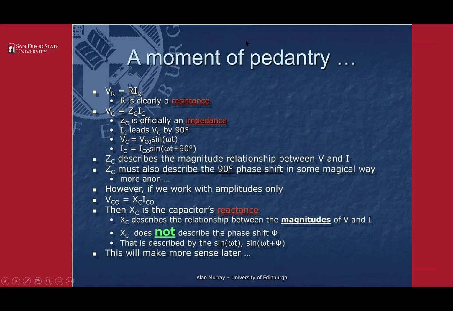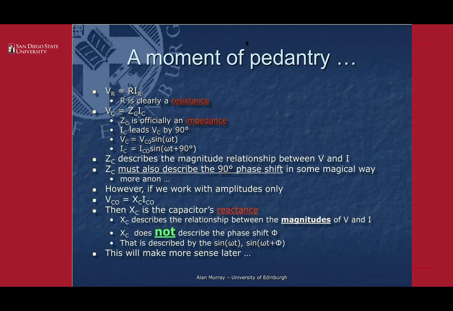And let's go over what we have found. VR, the voltage of a resistor, equals R times IR, the resistance of that resistor times the current through it. Here R is clearly a resistance. For a capacitor, VC is ZC times IC, and ZC is officially an impedance, not resistance, because resistance is unique to resistors. It cannot exist as it is in inductors or capacitors. But there is an equivalent of resistance in these devices called impedance.